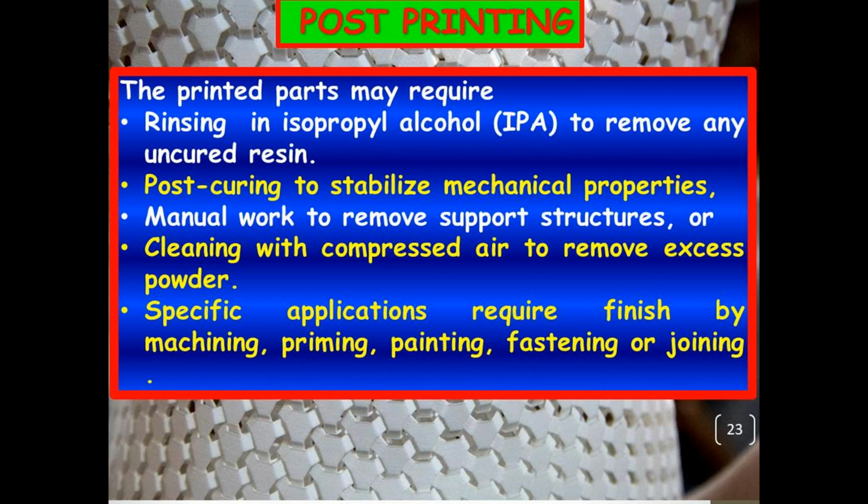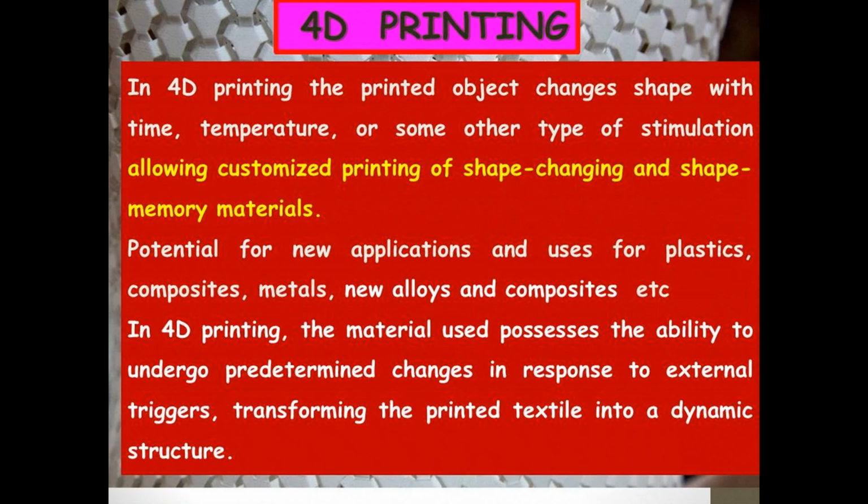Post-printing. The printed parts may require, after printing, rinsing in isopropyl alcohol to remove any uncured resin, post-curing to stabilize mechanical properties, manual work to remove support structures, or cleaning with compressed air to remove excess powder. Specific applications require finishing by machining, priming, painting, fastening or joining.